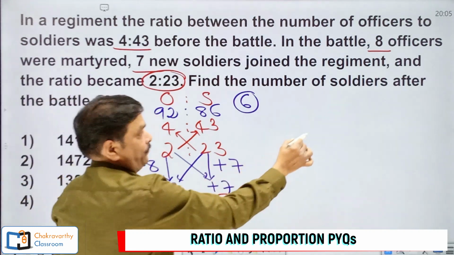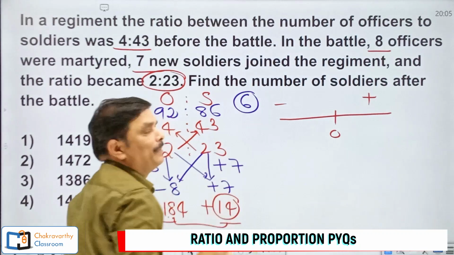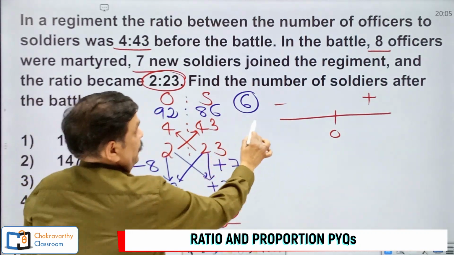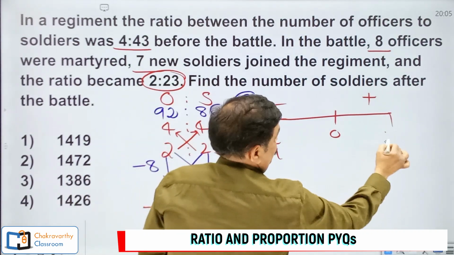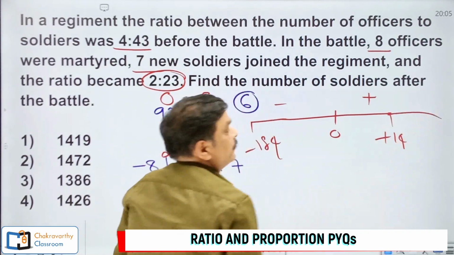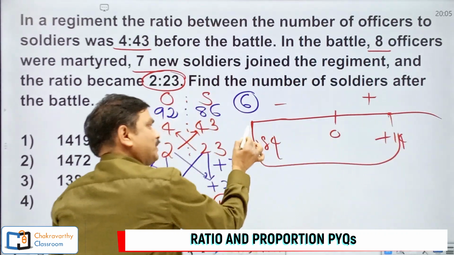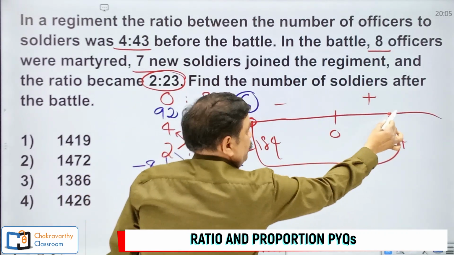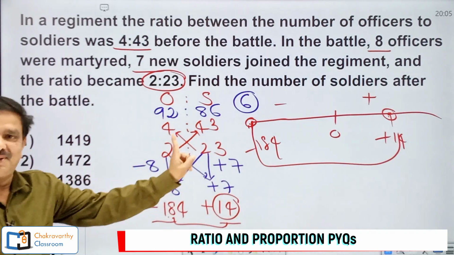If you are still confused, suppose this is the number line, this is 0, here are the plus values and here the minus values. I can place minus 184 here and plus 14 here, for example, in this way. Now what is the gap between these two? You need to take the gap from here to here, so you have to add up these two. I hope this is clear for all of you.